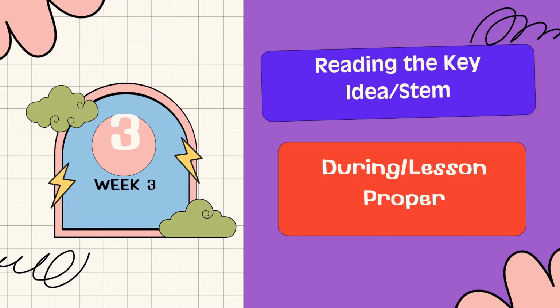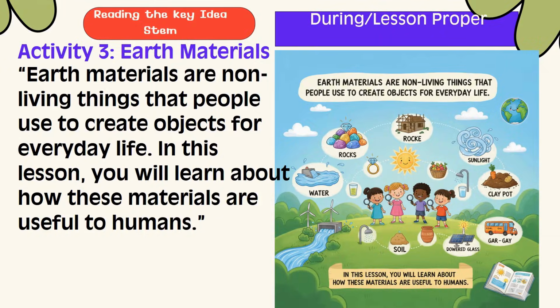Reading the key idea stem. Activity 3. Earth materials. Earth materials are non-living things that people use to create objects for everyday life. In this lesson, you will learn about how these materials are useful to humans. Look at the illustrations. Here are the examples of earth materials.